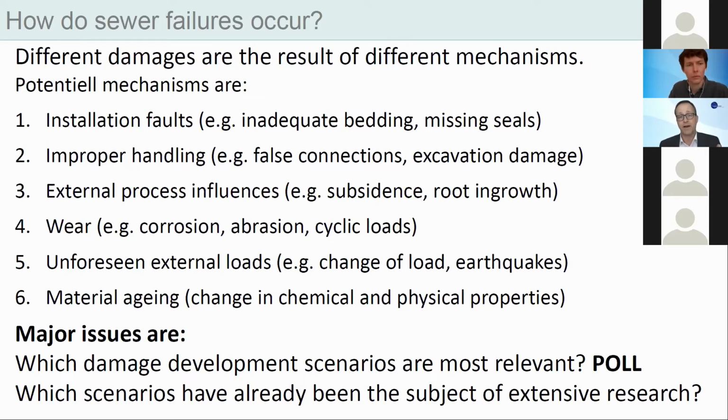So then finally, what we often talk about is material aging, so changes in chemical and physical properties. Especially this last point, material aging, is often mentioned first when we talk about aging models of sewer systems. But think for yourself, which mechanism is most relevant? Which is particularly frequent? Which one generates the most risks? And that is where we have now prepared a poll. Although we are a small group, maybe we can still use the poll.